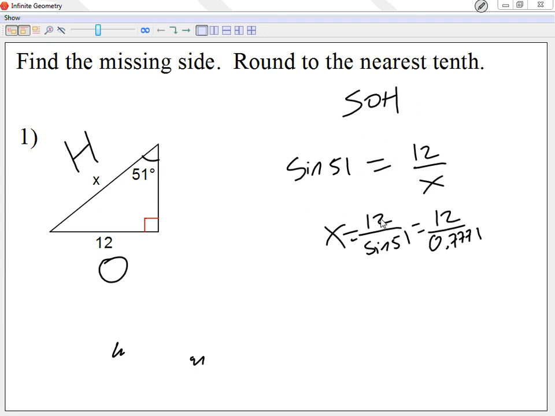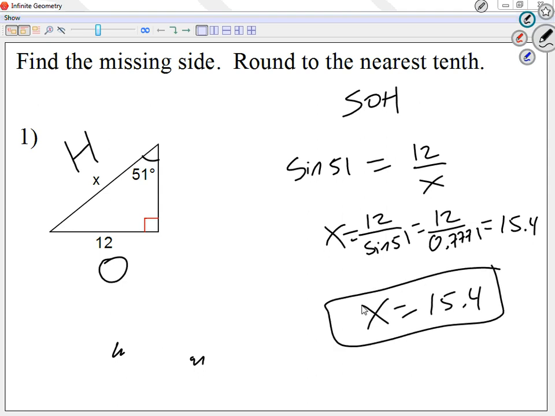12 divided by that decimal, and round it to the nearest tenth, which means one decimal place. So you guys should have about 15.4. That's your answer: x equals 15.4. Once again, the way we got the 15.4, I just went 12 divided by 0.7771 and rounded to the nearest tenth, which is one decimal place. That's it.